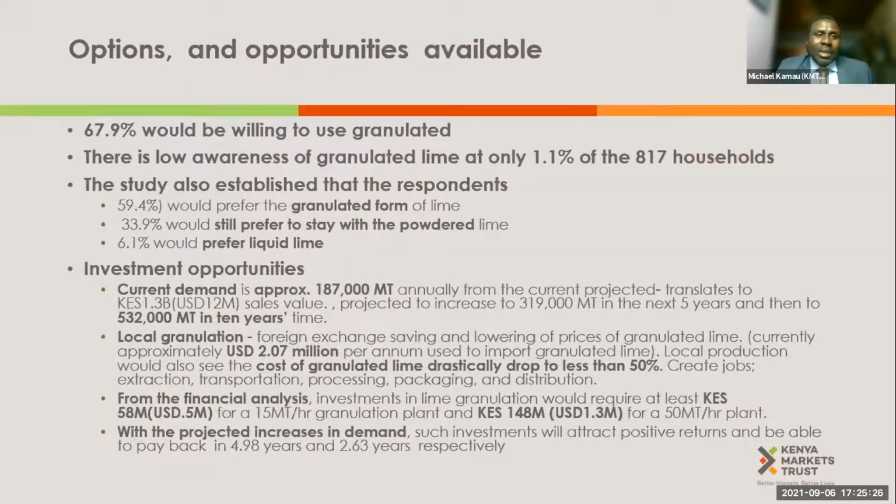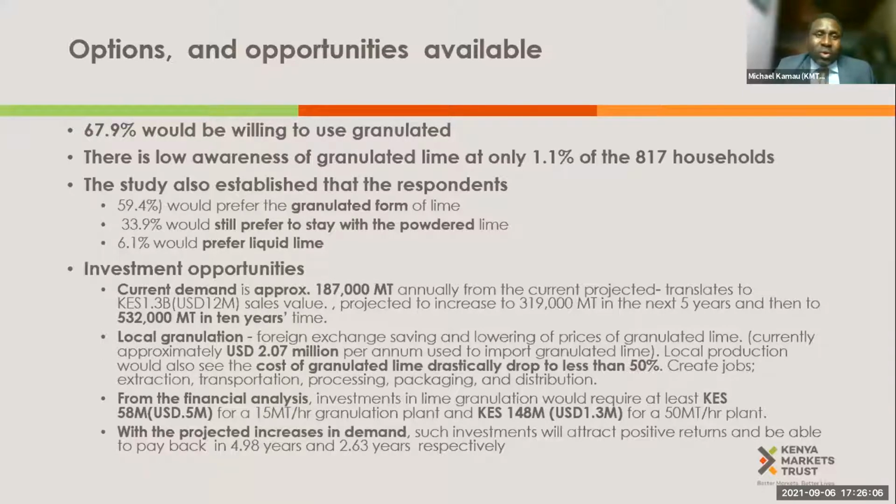If you go to what options and opportunities are available, first of all, around 67.9% of farmers are willing to use granulated lime. The reason is that they have used fertilizer, so they know how granular or pelleted products are used. The other thing is that they are interested in a mode of application like microdosing, where they use it together with fertilizer during planting. In Kenya, this is already being done by large-scale farmers, where there is a growing market.